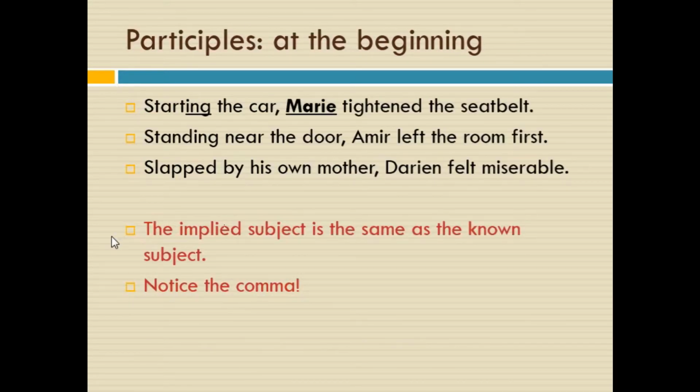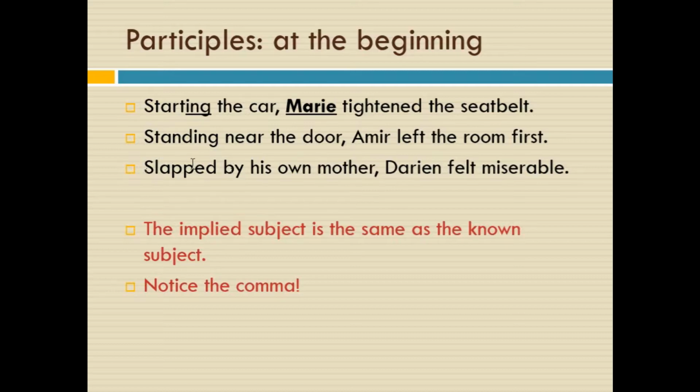It's very similar to our topic. Standing near the door, Amir left the room first. So it is like saying, because Amir was standing near the door, Amir left the room first, right? But because it is implied, the subject and my verb to be are implied, I ignore them completely and I start from my verb and I add ing to it.